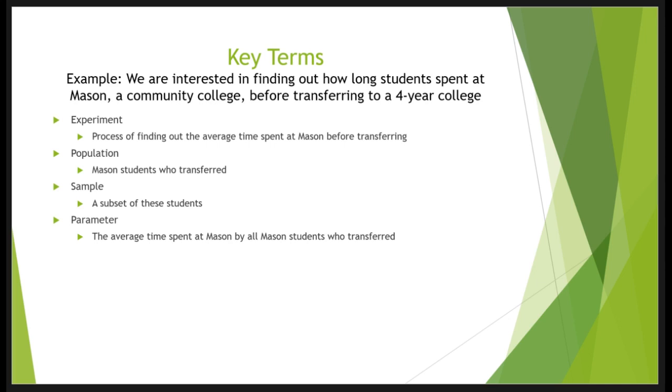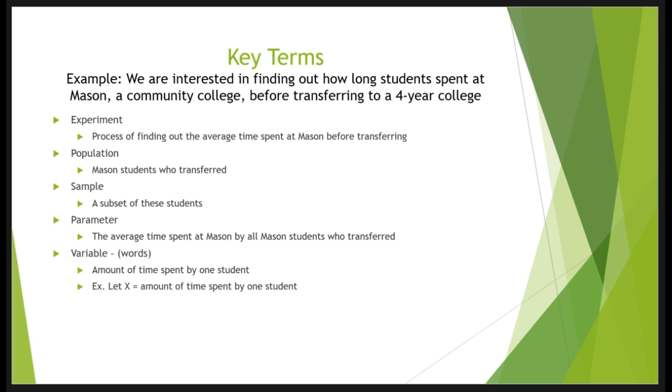From there, we're going to find out the parameter, that is, the average time spent by all the Mason students who transferred. We can't find that out unless we were to survey every single student who ever transferred from Mason, which is not very practical. So what we do is we find the average time for this subset, and we hope that if we use proper sampling techniques, that this average would be a good reflection on what the true value is, what the parameter is.